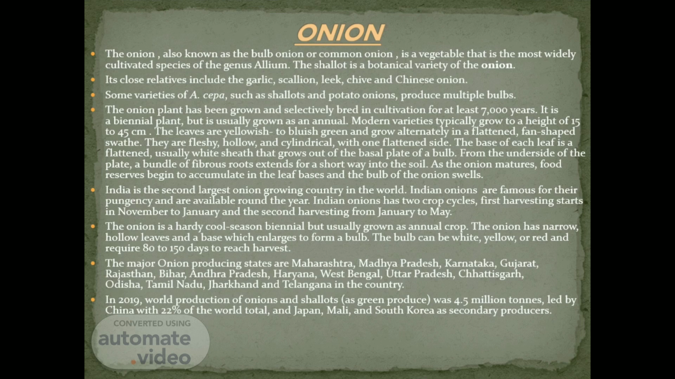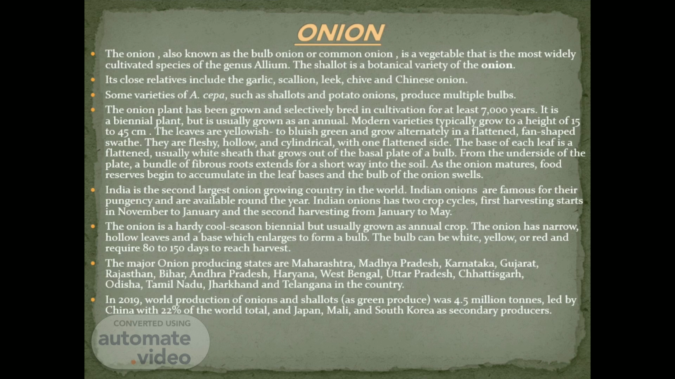India is the second largest onion growing country in the world. Indian onions are famous for their pungency and are available round the year. Indian onions have two crop cycles. First harvesting starts in November to January and the second harvesting from January to May.